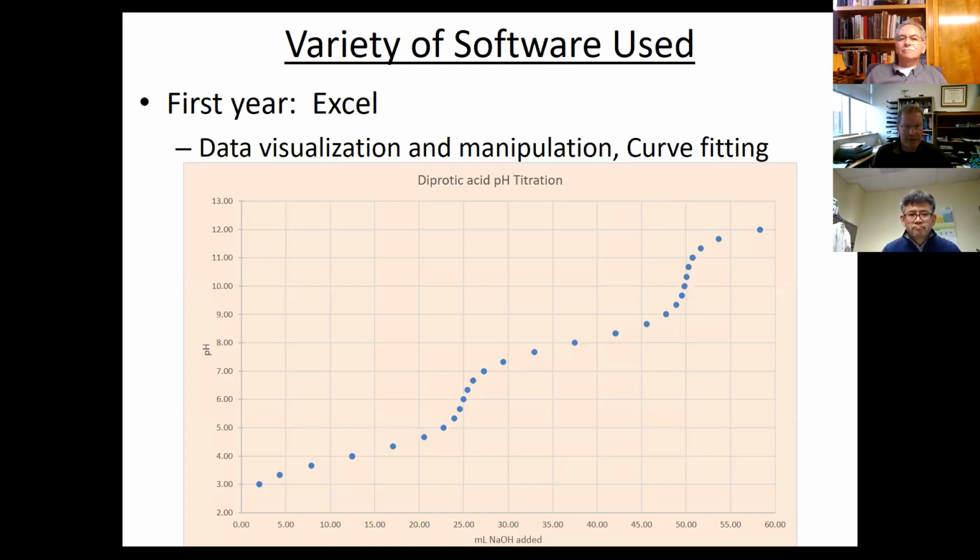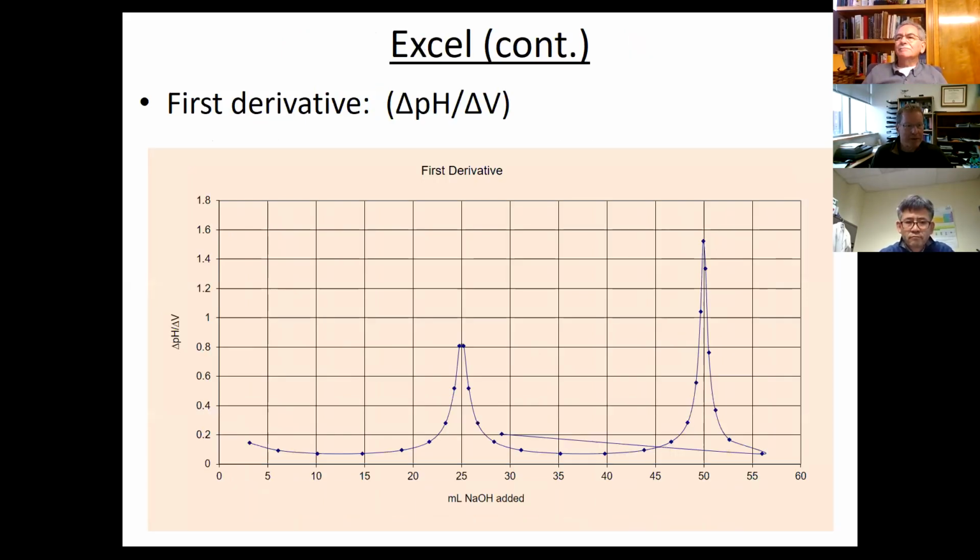So, start off with one of the first things we do in general chemistry, a pH titration. You see the data here. We have students manually collecting the data and placing it in Excel. Most of the students have seen Excel or a similar spreadsheet before, so they're familiar with this technology. And what we do is take it the next step. We have them do a first derivative of that data. So that looks like this. And of course, what we're trying to identify are the Ka values for the acid.